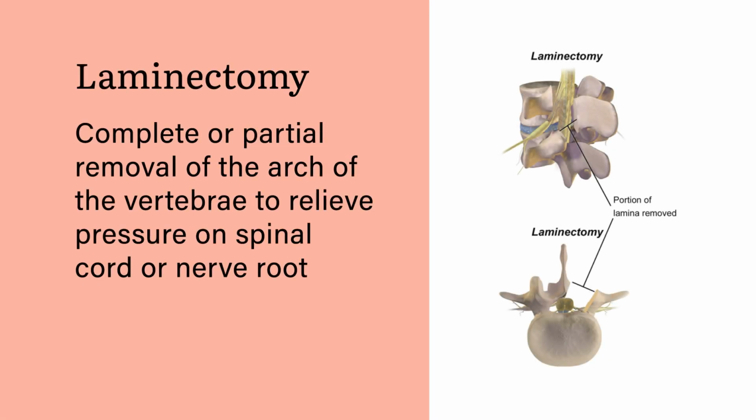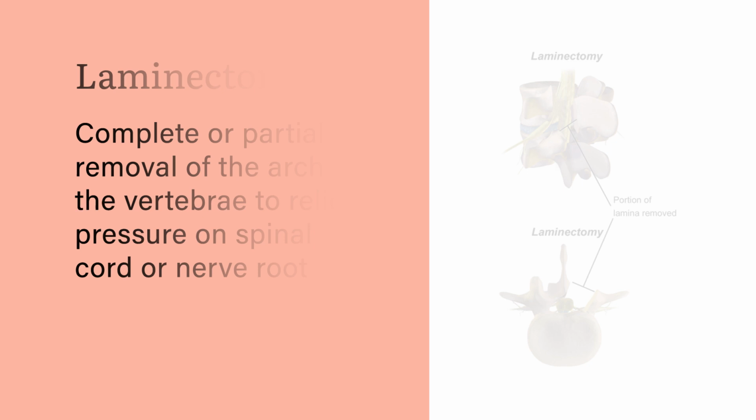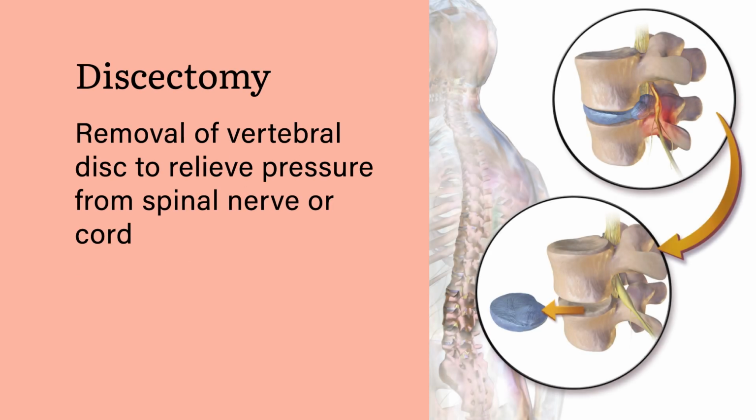A laminectomy is the complete or partial removal of the arch of the vertebra, the lamina covering the spinal cord, to relieve pressure on the spinal cord or nerve root. A discectomy is the removal of the vertebral disc to relieve pressure from the spinal nerve or spinal cord.